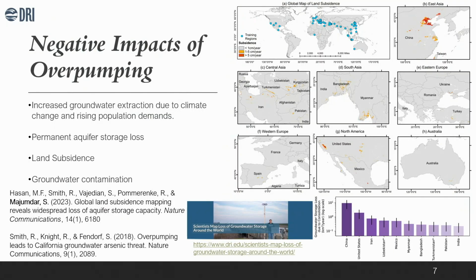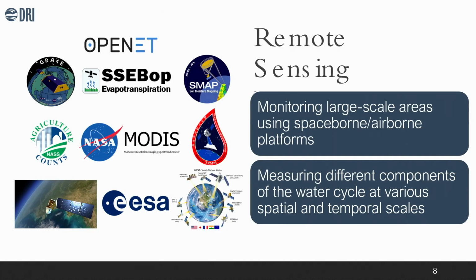So what are the negative impacts of overpumping, and why are we interested in estimating this? This is a really nice article that my colleague Fahim over here led, published in Nature Communications, and this shows the effect of groundwater overpumping across the world, showing subsidence and groundwater storage loss. China and the United States are the leading nations where we see a lot of groundwater storage loss happening, and some of it is permanent.